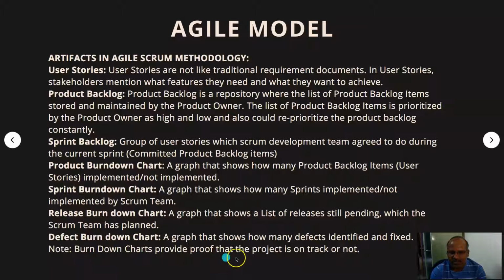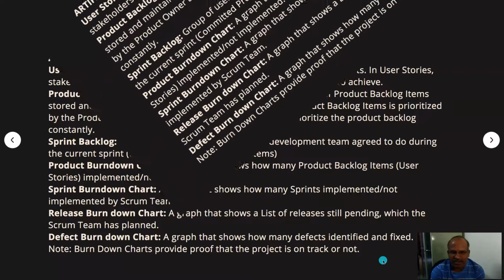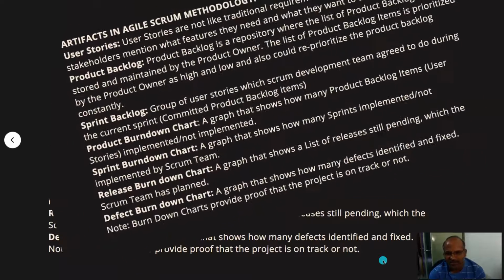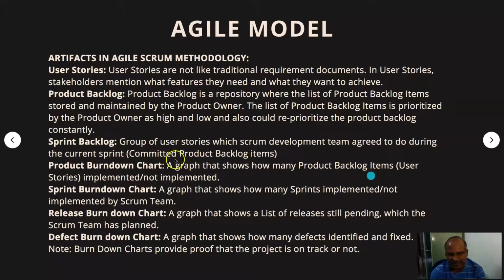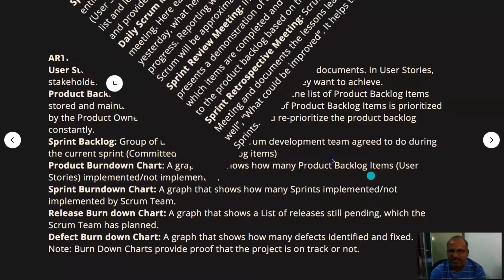So burn down charts provide proof that the project is on track or not. These charts show how much of the project is completed, how far along it is, and whether we are on schedule or not, and things like that. Right? These are the various artifacts that are created in the Agile model.